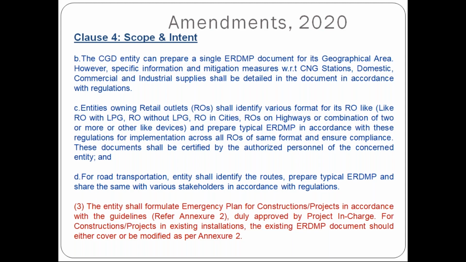For road transportation also, they need to identify very specific routes and prepare a typical ERDMP and share this ERDMP with the various stakeholders in accordance with the regulations. In construction projects also, the project-specific plan is prepared, which is approved by the project in-charge, project head, project directors, and then this document covers, as per the annexure, the detailed guidelines for that.